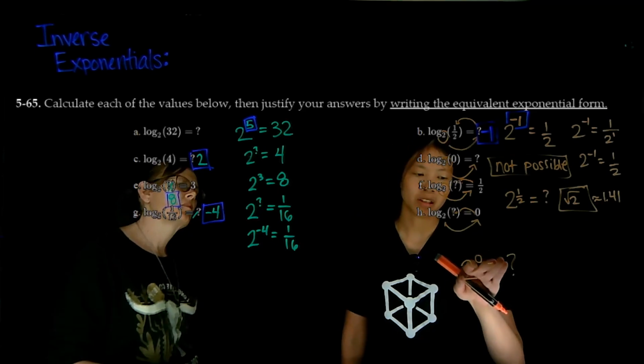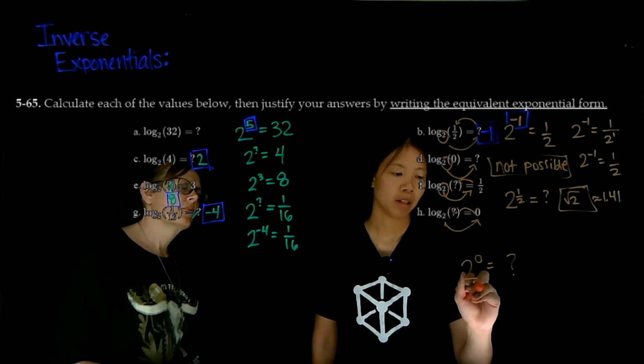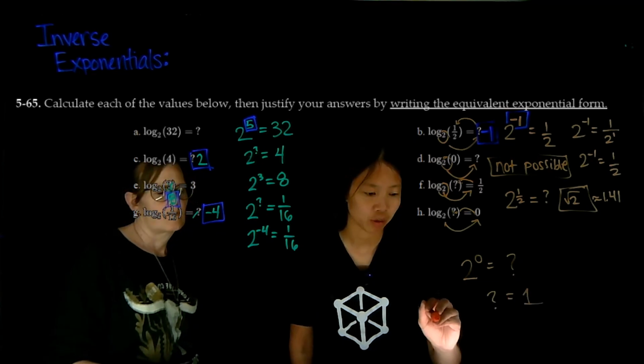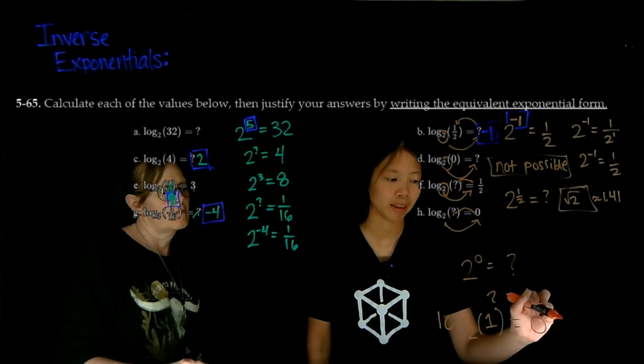So 2 to the 0 gives us the inside. 2 to the 0 power is 1. Anything to the 0 power is 1. So we know that our question mark is 1. So we could rewrite that as log base 2 of 1 equals 0. And that's a true statement.